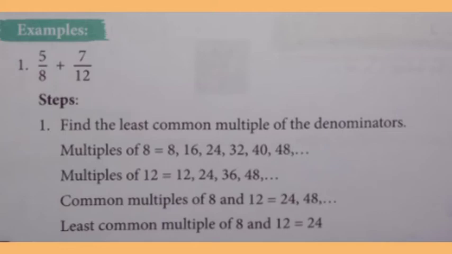Multiples of 8 are 8, 16, 24, 32, 40, 48 and so on. Multiples of 12 are 12, 24, 36, 48 and so on. Common multiples of 8 and 12 are 24, 48 and so on. Least common multiple of 8 and 12 is 24.